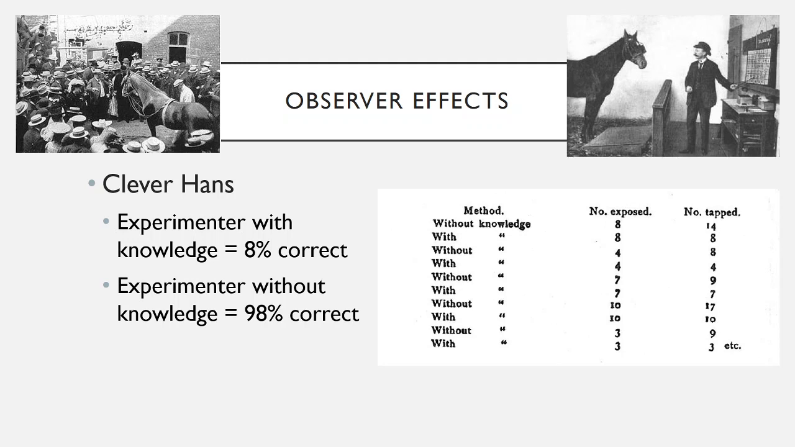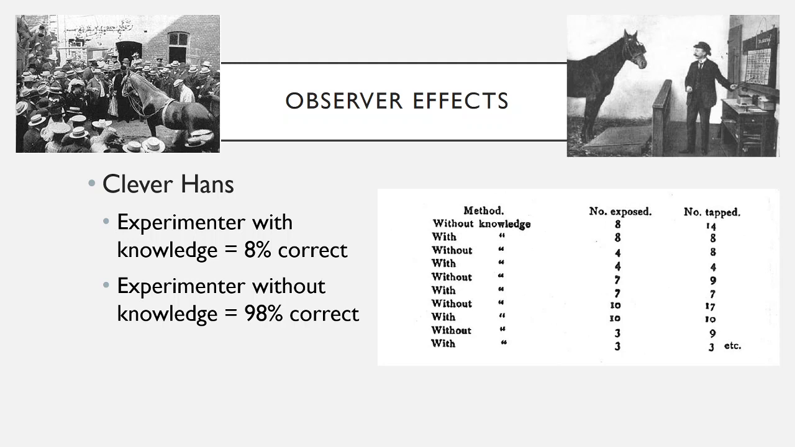In the condition where the experimenter who was collecting data from Hans didn't know the answer to the math problem and just waited for Hans to indicate that his answer was complete, Hans only got the math problem right 8% of the time. So that's definitely within the realm of random chance. But if the experimenter knew the answer, Hans got it right almost all of the time. So clearly this was not a horse that could actually do math problems per se. This was a horse that was able to pick up on signals from the observer.